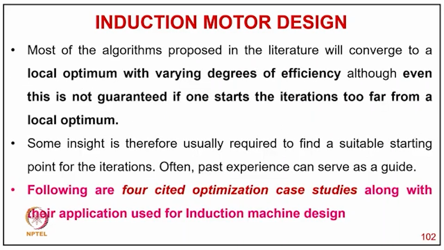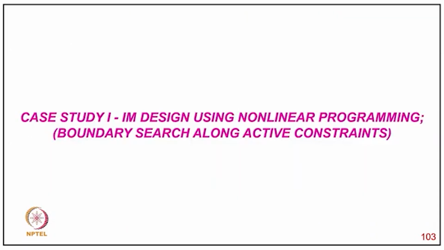Most of the algorithms proposed in the literature will converge to the local optimum with varying degrees of efficiency, although even this is not guaranteed if one starts the iteration too far from the local optimum. Some insight is therefore usually required to find a suitable starting point for the iteration. Often past experience can serve as a guide. So, following are the four cited optimization case studies along with their application used for induction motor design.